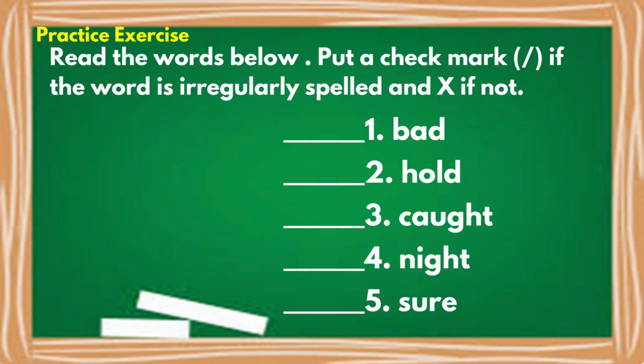Okay. Let's have a few practice exercises to check if you have understood our lesson. So I have words on the board. Put a check mark if the word is irregularly spelled and X if not. Again, irregularly spelled words are words that not all letters are sounded and the word is read differently. So if the word is irregularly spelled, you have to put a check mark. If otherwise, you have to put an X mark. Ready? You may grab a pen and paper if you want to write it, or you can just take note of it in your mind. Ready? Go.